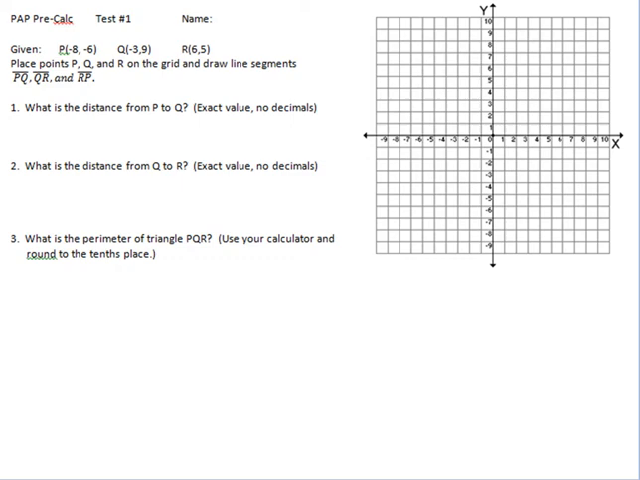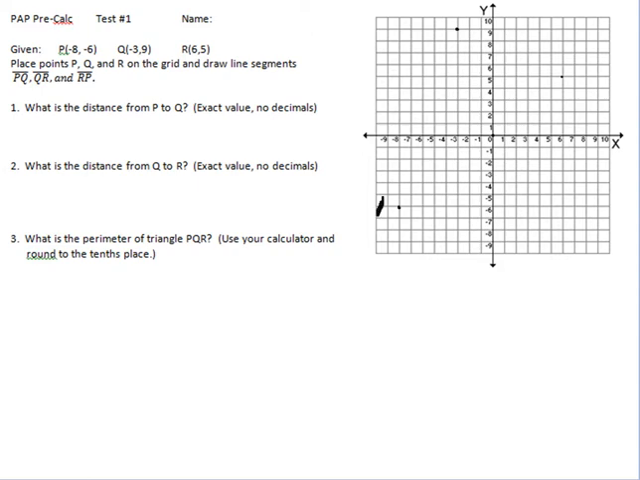Okay, let's go ahead and plot these things. So negative 8, negative 6. Negative 8, negative 6 is somewhere right here. Negative 3, 9 would be up here. And 6, 5. 6, 5 is right there.